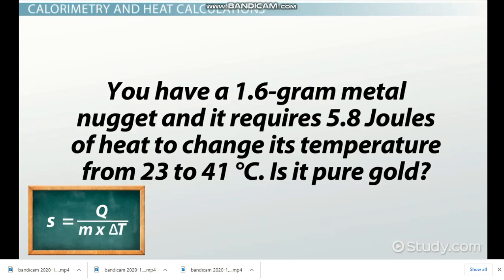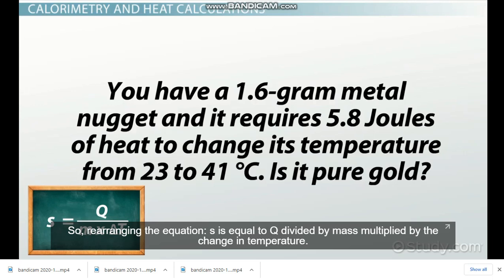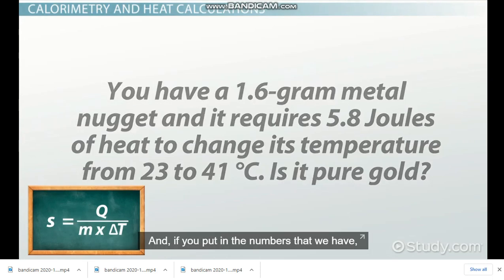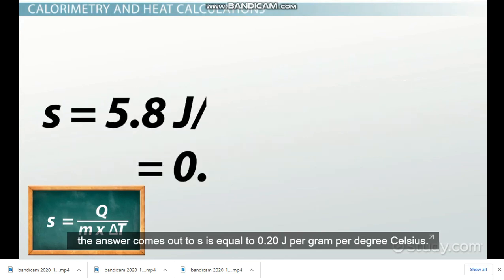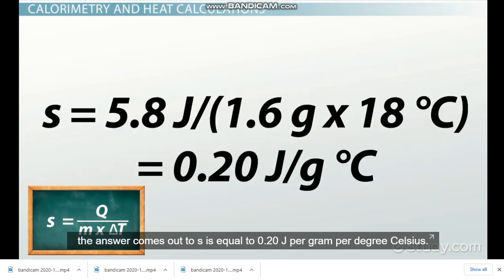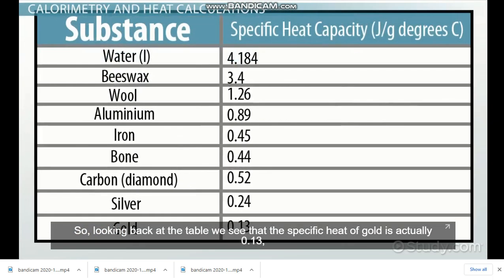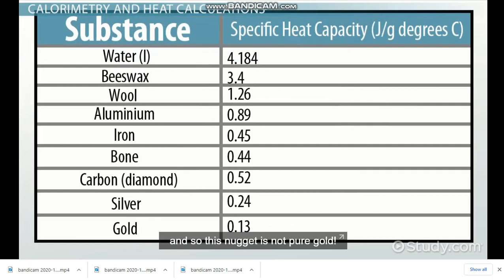Once we have this, we can compare it to the known specific heat capacity and see if it really is gold. So rearranging the equation, S is equal to Q divided by mass multiplied by the change in temperature. And if we put in the numbers that we have, the answer comes out to S is equal to 0.20 joules per gram per degree Celsius. So looking back at the table, we see that the specific heat of gold is actually 0.13, and so this nugget is not pure gold.